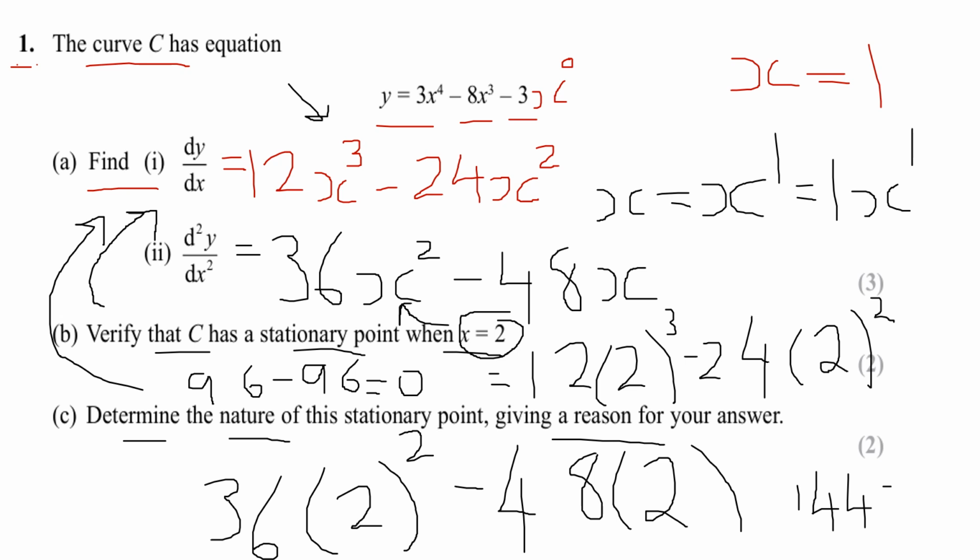Now we know the answer of that is going to be bigger than 0. If it's bigger than 0, guys, then we have a minimum point. Learn this for your exam. When the second derivative is bigger than 0, then we have a minimum point. If it's less than 0, then we have a maximum point. If it's equal to 0, then we have a point of inflection.